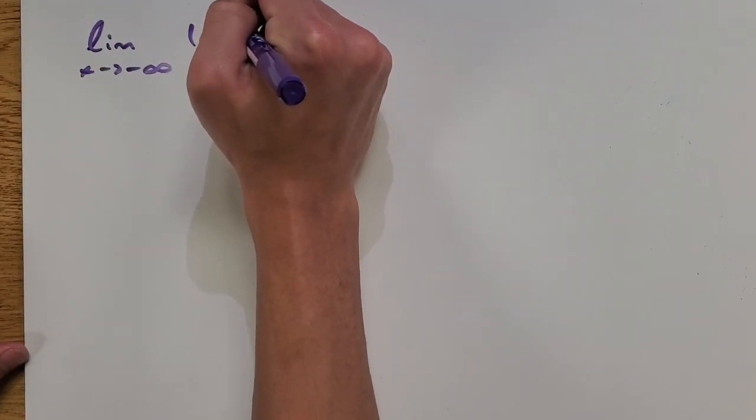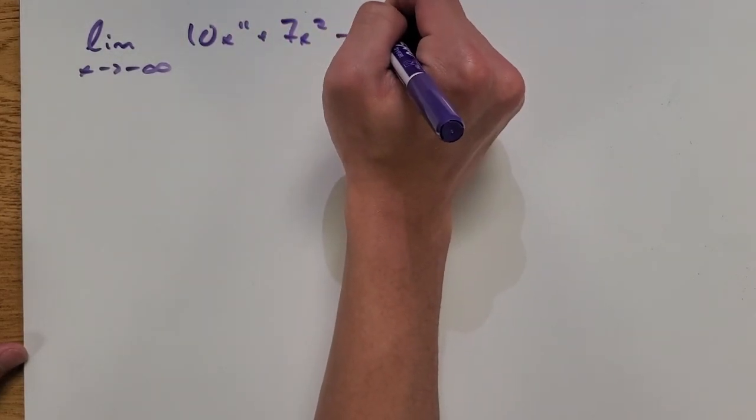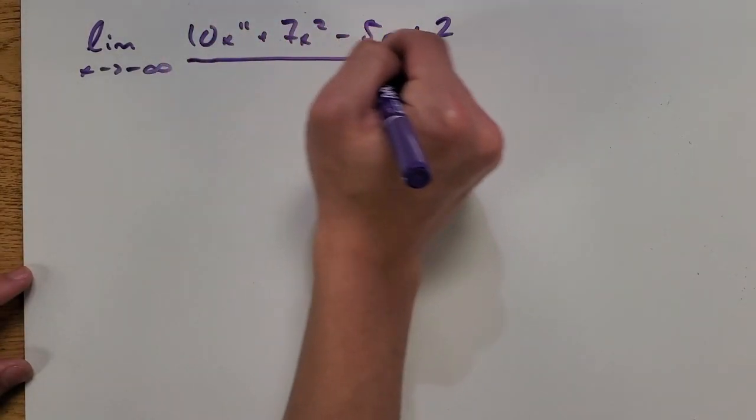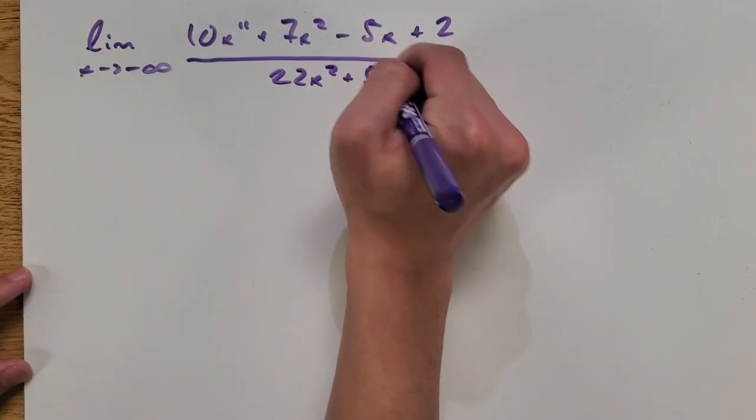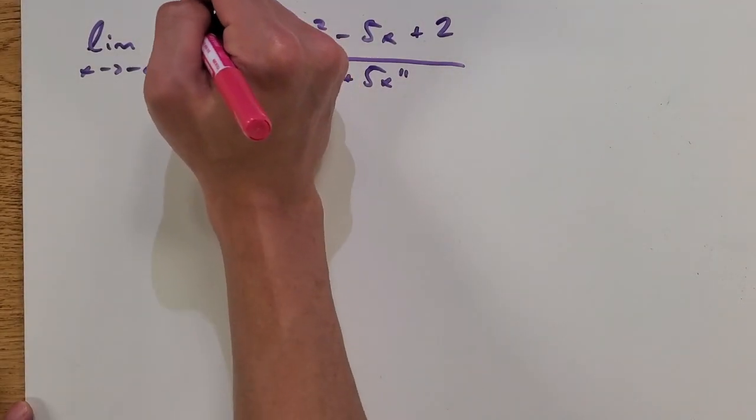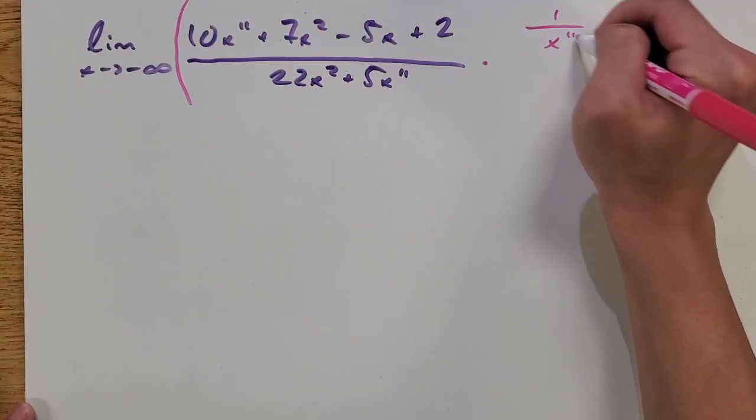Evaluate the limit as x approaches negative infinity of 10x to the 11th plus 7x squared minus 5x plus 2 all over 22x squared plus 5x to the 11th.